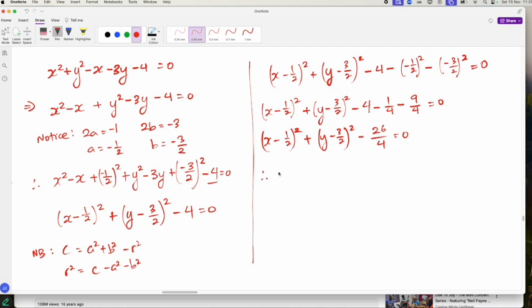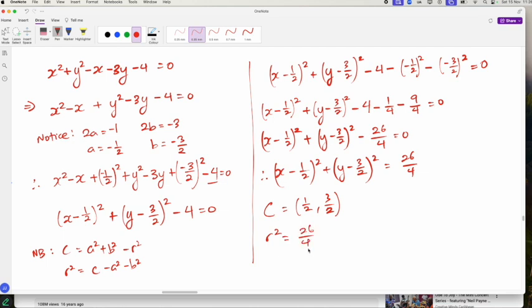So therefore the standard form is x minus a half squared plus y minus 3 on 2 squared is equal to 26 on 4, where the center is a half and 3 on 2, and r squared is 26 on 4, implying that r is the square root of 26 on 2.